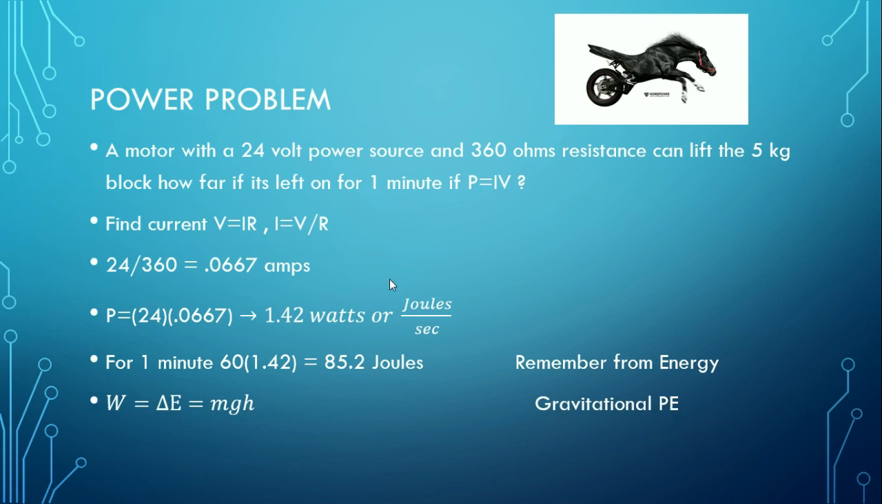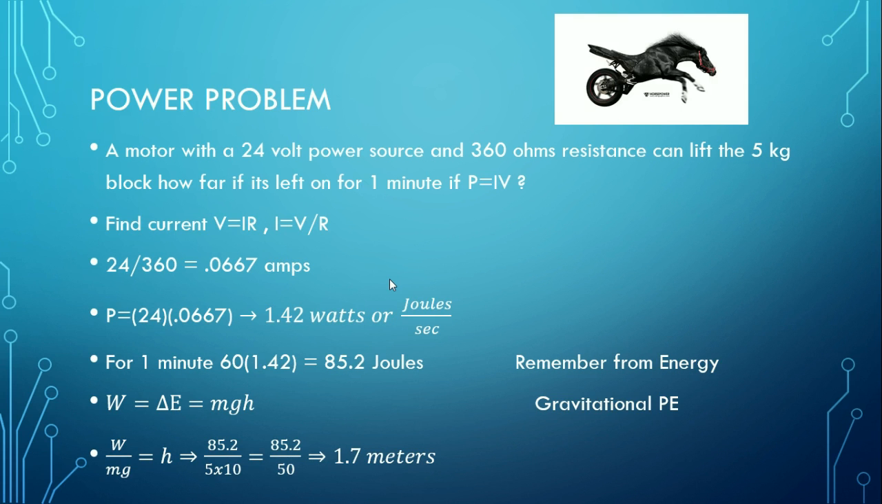So remember, work is the change in energy, and since we're lifting a block, let's just assume the block is moving so slowly it has no kinetic energy, so it's only gravitational potential. So work is change in energy, which is mgh if we're only using gravitational potential. So to solve for the height, we divide both sides by mg. So W, work, divided by mg equals height.